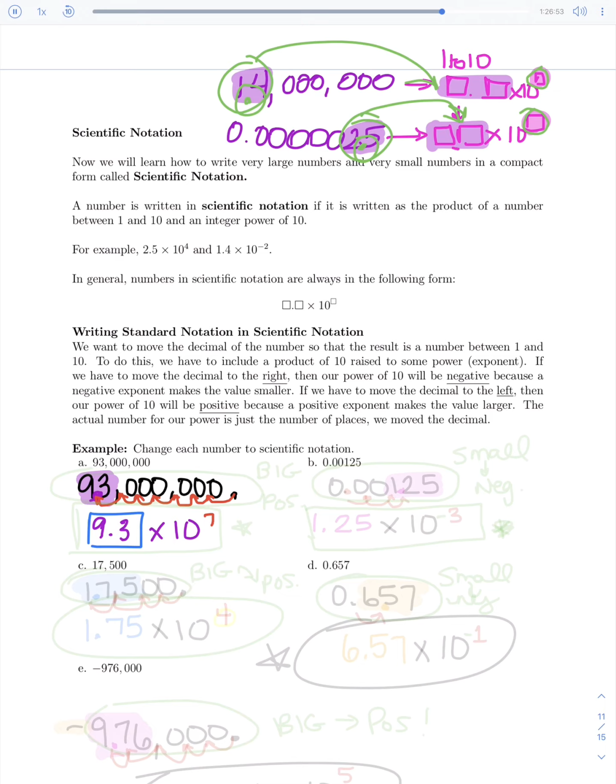Your question should be, is that a positive 7 or a negative 7? Well, let's make this really easy. What kind of number is this? Is it a really big number or is it a really small number? Well, it's a really big number, and big numbers are going to have positive exponents. So we're going to leave that as a positive 7. So this 9.3 times 10 to the positive 7 is our final answer for our number in scientific notation. That's what we would be inputting.